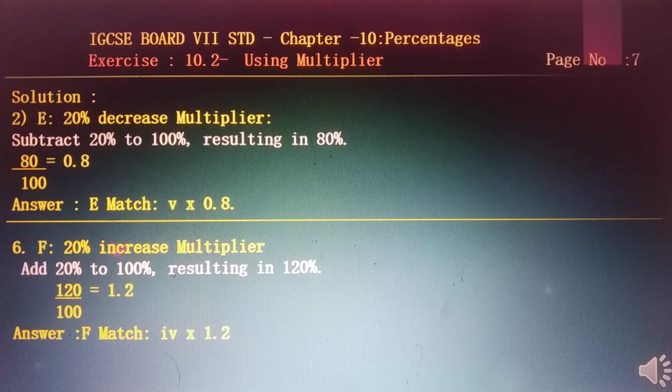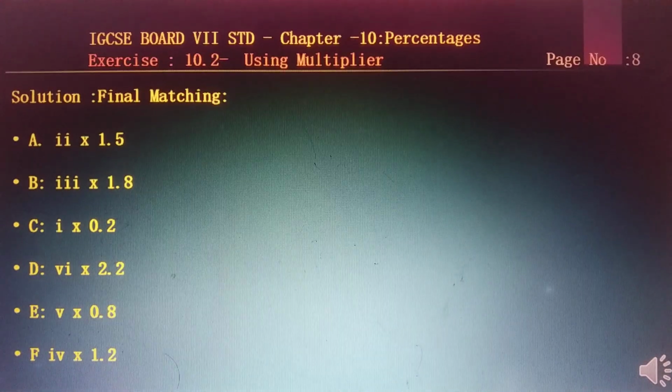For E and F, for a 20% decrease multiplier, we get 0.8. The same way of calculation, subtracting 20% from 100, resulting in 80%. And F, 20% increase multiplier, the same way add 20% to 100, resulting in 120. 120 upon 100, we get the final value 1.2. The final matching results are A2, B3, C1, D4, E5 and F4.